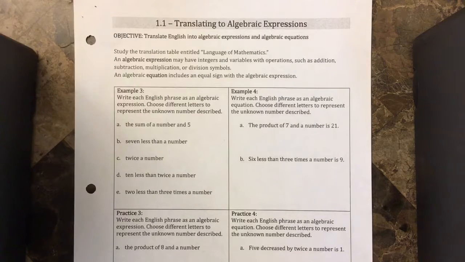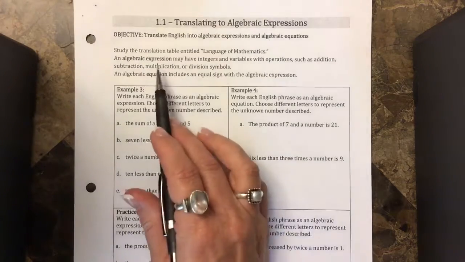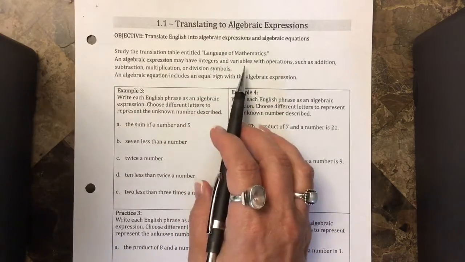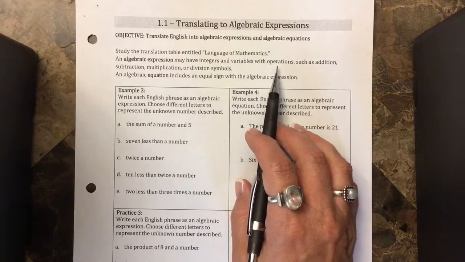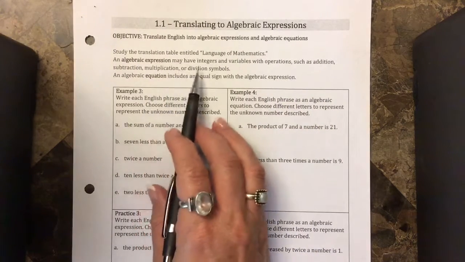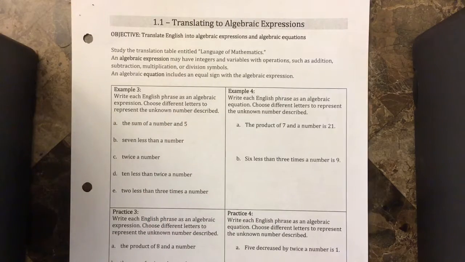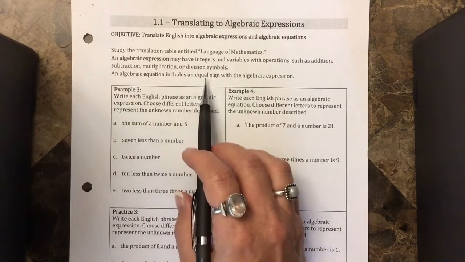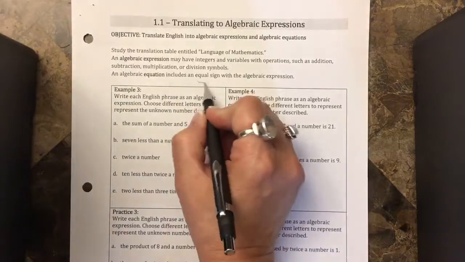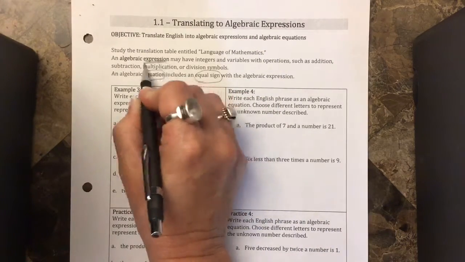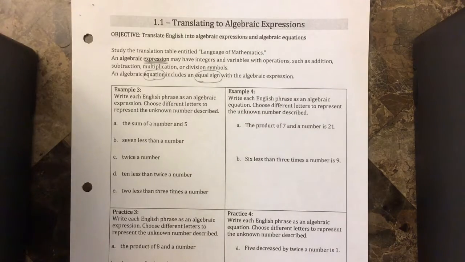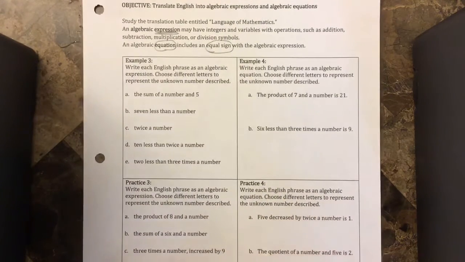So when you study the language of mathematics chart, you'll notice a lot of these. An expression has integers, variables with adding, subtracting, multiplying, or dividing. But an equation also has integers, variables, fractions, decimals, and so forth. But it also has an equal sign. Notice the equal sign goes with the equation. The expression has no equal sign. All right, so let's do a couple of examples.